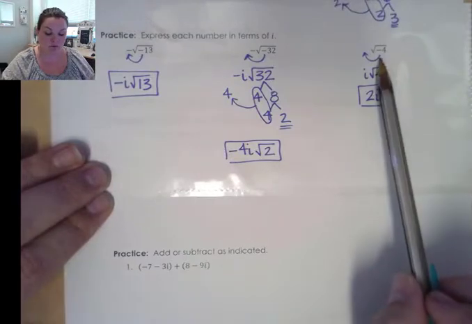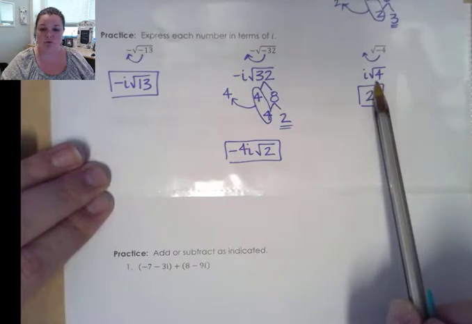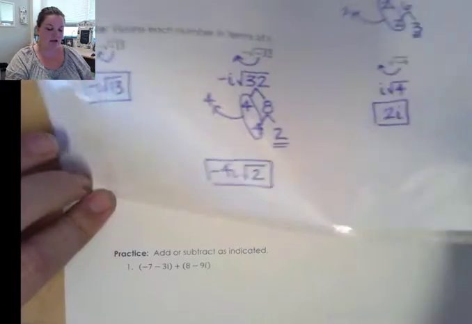And then the last one, when we bring out the negative as an i, we can simplify the square root of 4 to be 2. So we should just end up with 2i. Okay. All right. So now let's move on.